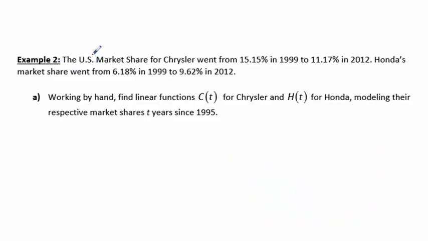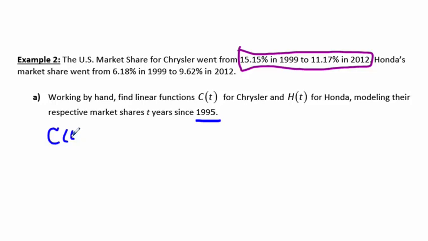In example 2, we're looking at the U.S. market share for Chrysler and Honda. What we need to do first here is get the equation for the Chrysler model and the equation for the Honda model since the equations aren't given. Let's look at the Chrysler model first. The information that we're given is in two ordered pairs, and we're going to be working with a starting year of 1995.